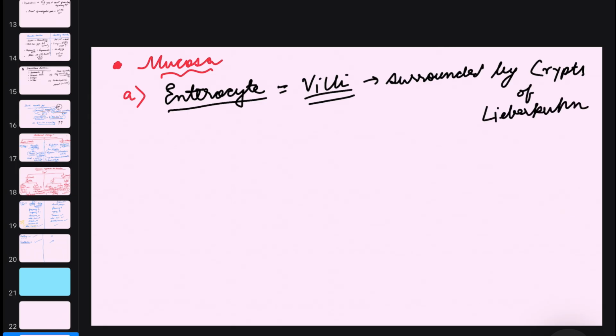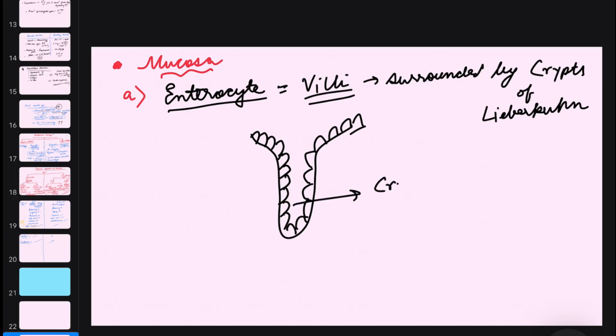So how exactly is the structure? For example, the structure is somewhat like this. Suppose these individual cells, they are the enterocytes, and can you see that there is a dip over here, this deep tunnel-like thing over here? These are the crypts of Lieberkühn, and these individual cells, they are the enterocytes. Okay, enterocytes have villi. Okay, so this is basically how the mucosa looks.